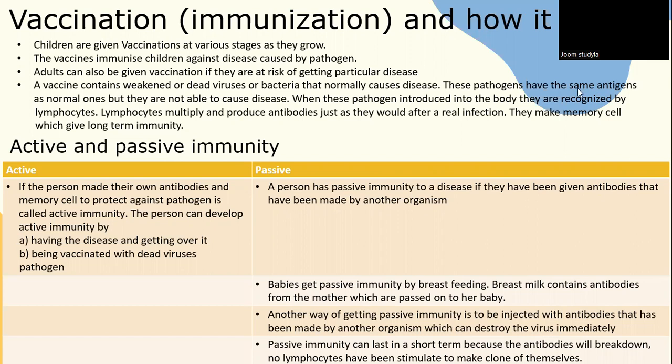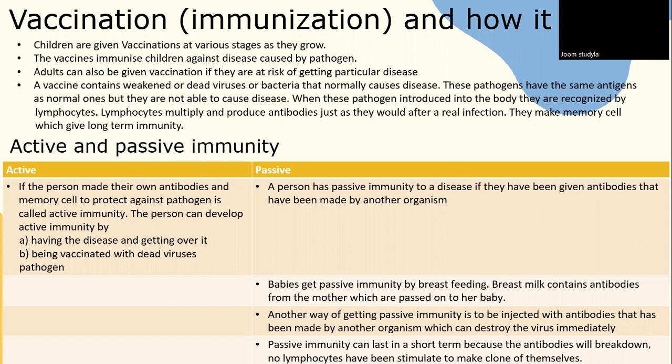Active immunity means that the person made their own antibodies and memory cells to protect against a pathogen. A person can develop active immunity by having the disease and getting over it, or by being vaccinated with that virus or pathogen. That is called active immunity. Whereas passive immunity means that a person has passive immunity to a disease if they have been given antibodies that have been made by another organism.